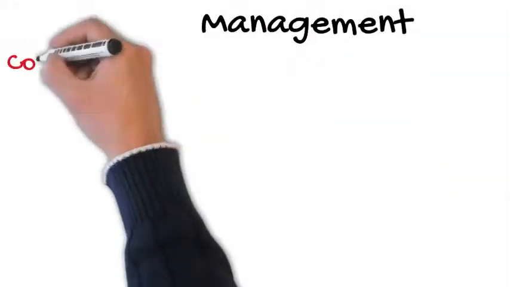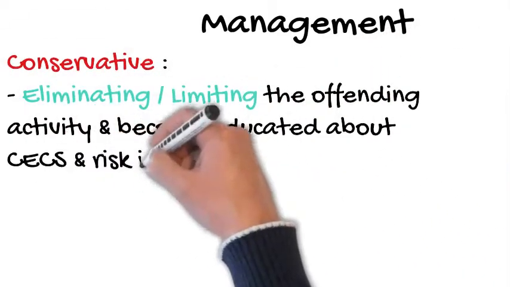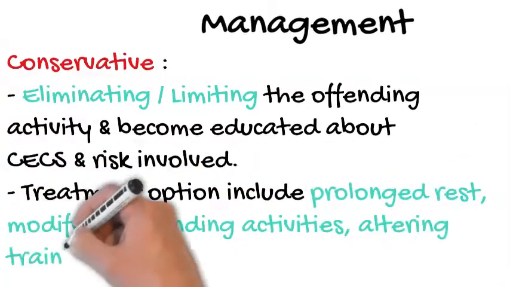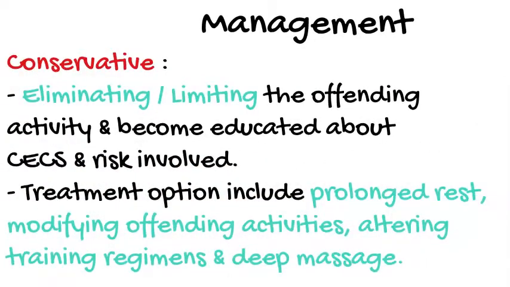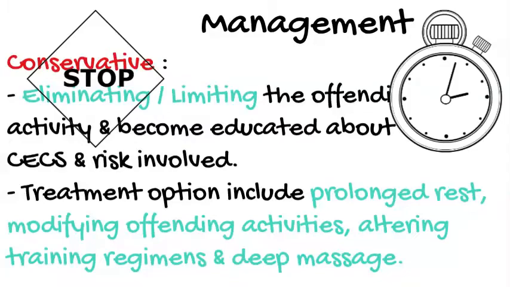Management of chronic exertional compartment syndrome can be divided into conservative or surgical treatment. For conservative management, things that could be done involve eliminating or limiting the offending activity, and the patient becomes more educated about chronic exertional compartment syndrome and the risks involved. Treatment options include prolonged rest, modifying offending activities, altering training regimens, and deep massage.